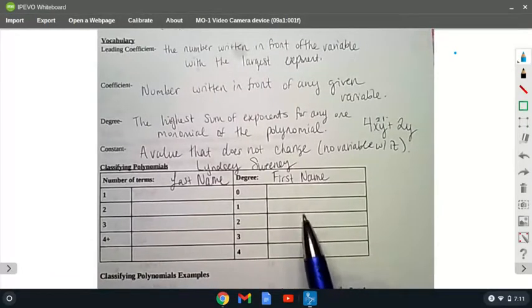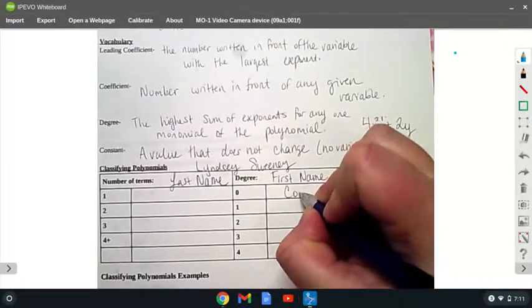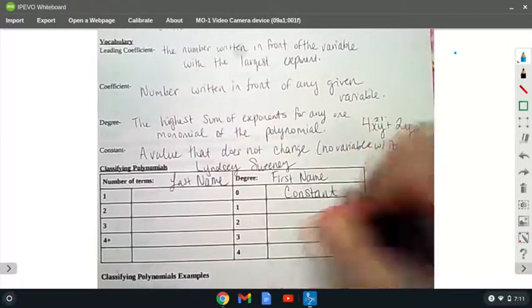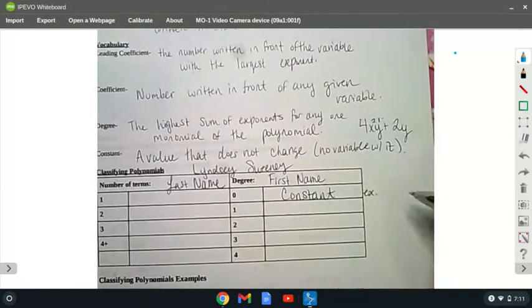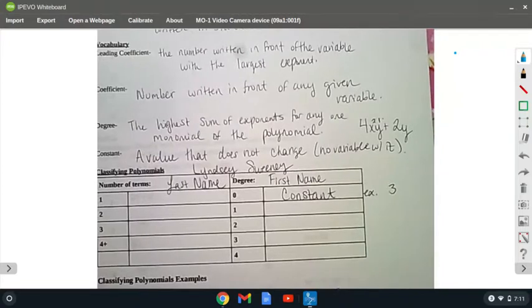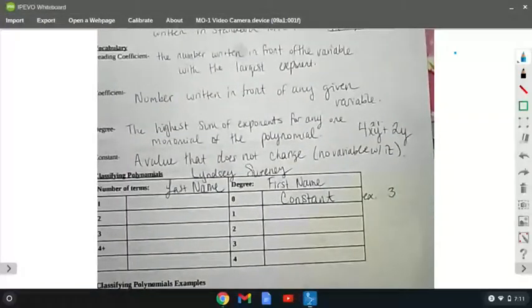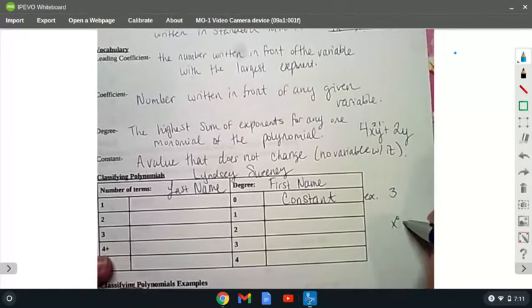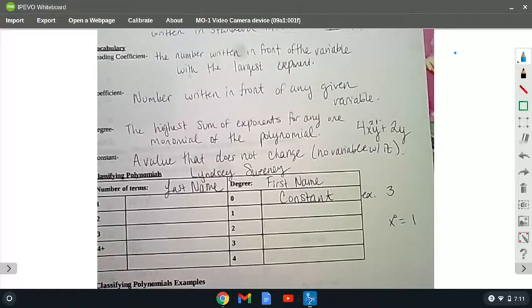Now, there are names for all of this. So we'll start with the degrees since that's the first name. A degree of 0 is a constant. An example of a degree of 0 would be if I had just the number 3. That has a degree of 0 because there's no exponent. If there was an exponent, it would be to the power of 0, which would end up making the exponent go away. If I raise an exponent to the power of 0, that just equals 1. So that's why the x disappears.